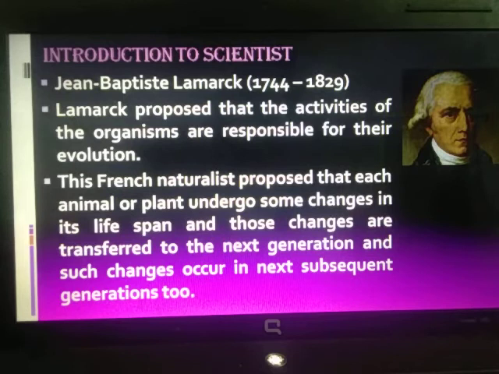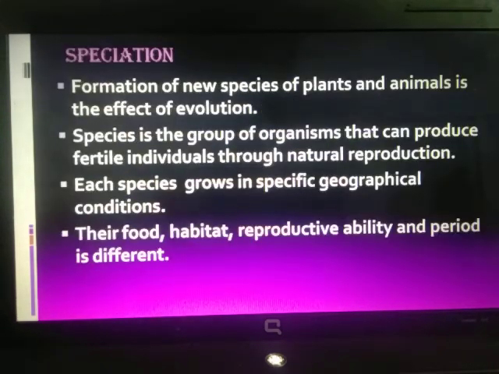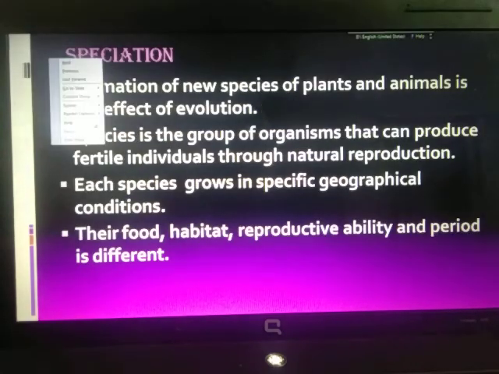Now remember, Darwin was an English biologist, whereas Lamarck was a French naturalist. He proposed that each animal or plant undergoes some changes in its lifespan, and those changes are transferred to the next generation, and such changes occur in subsequent generations too. Fine. So this is regarding Jean-Baptiste.